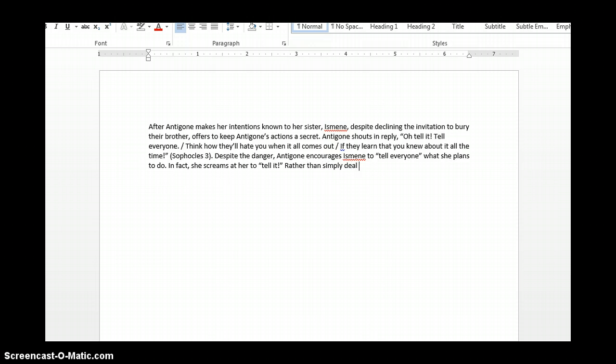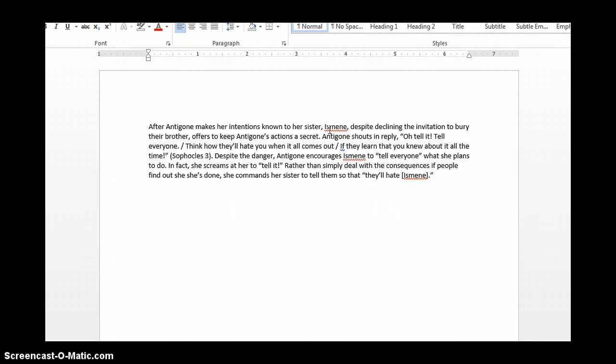Rather than simply deal with the consequences, if people find out what she's done, she commands, I'm using a strong verb there, her sister to tell them so that they'll hate, and I'm going to include Ismene's name in here for clarity, so I'll put it in brackets, even though it's really just a short little phrase there. So she commands her sister to tell them so that they'll hate Ismene. This is important because Ismene is her sister. We have no reason to believe they don't otherwise have a good relationship. So I really want to include the fact that she wants people to hate her own sister. That reveals something negative about Antigone.